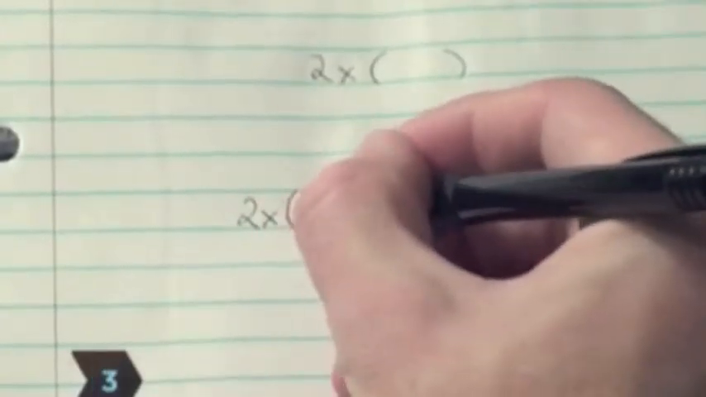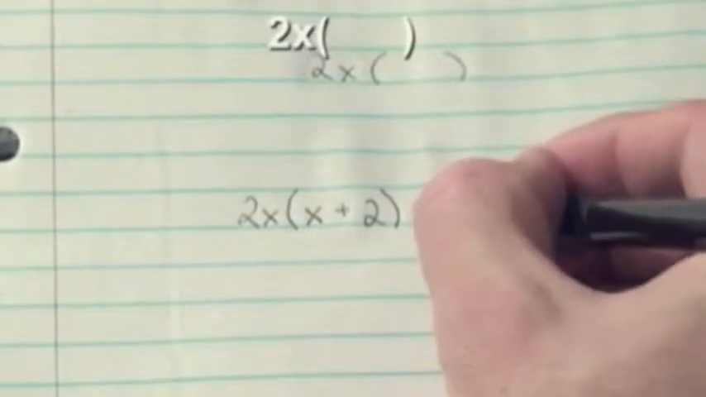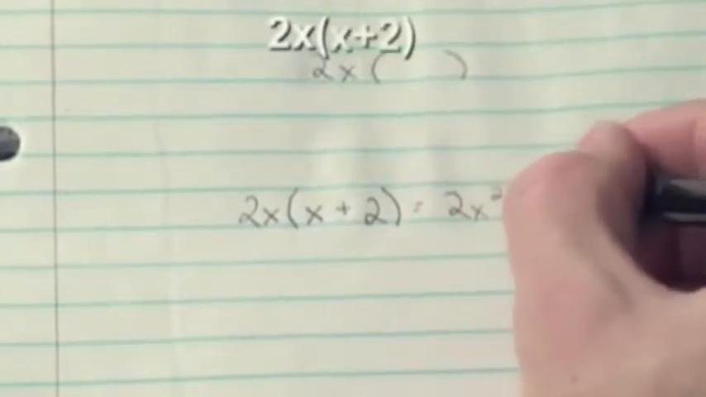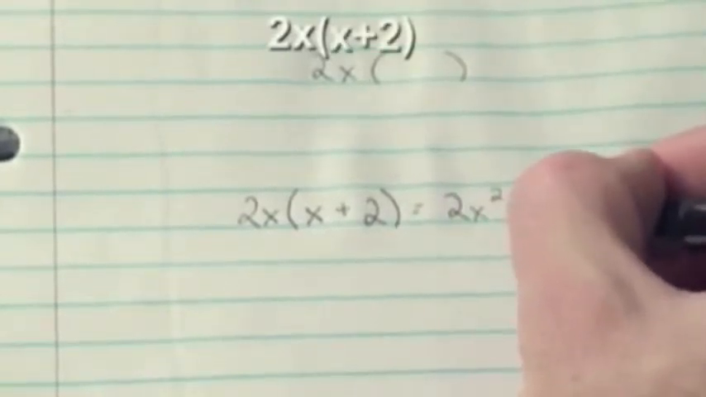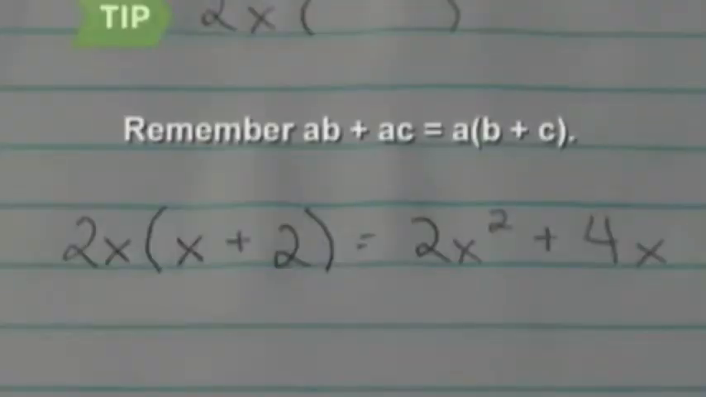Step 3. Determine the greatest common factor of each term of the expression. In the example, it's 2x. Then, determine what it's multiplied with to equal the original two terms and place those terms inside the parentheses. 2x times x equals 2x squared, and 2x times 2 equals 4x. Remember the distributive law, a times b plus a times c equals a times (b plus c).